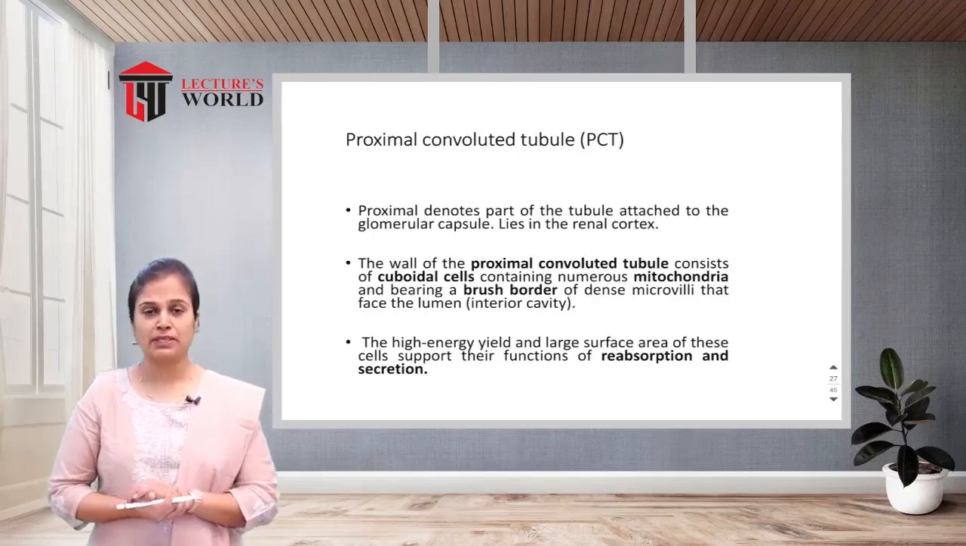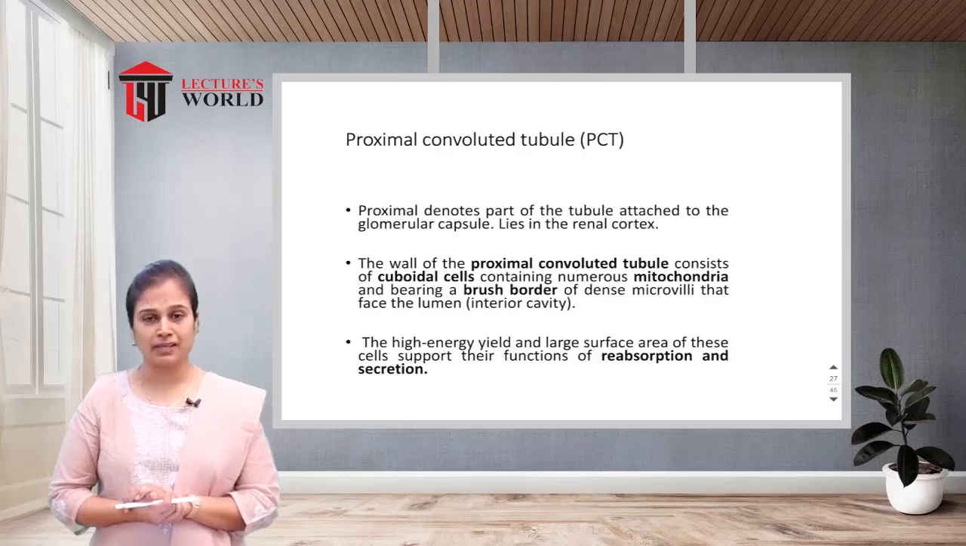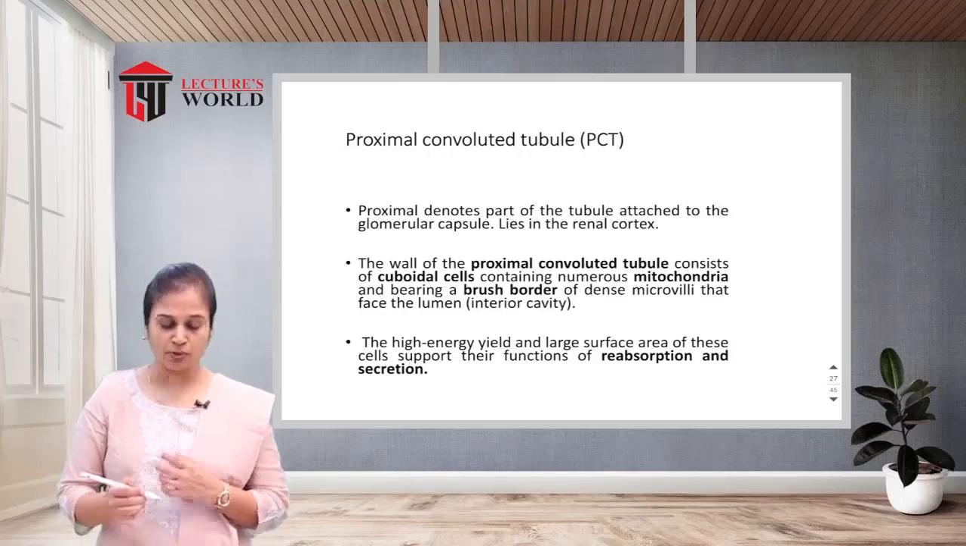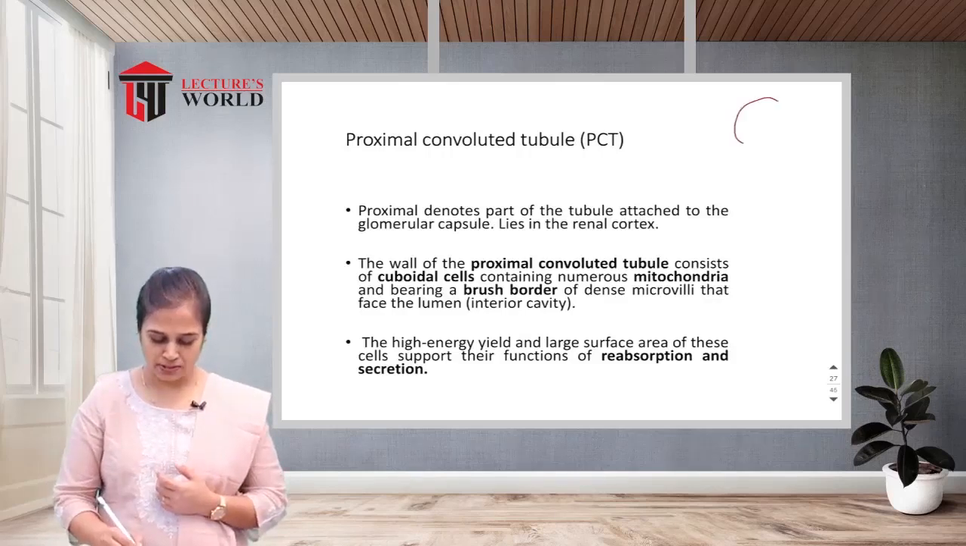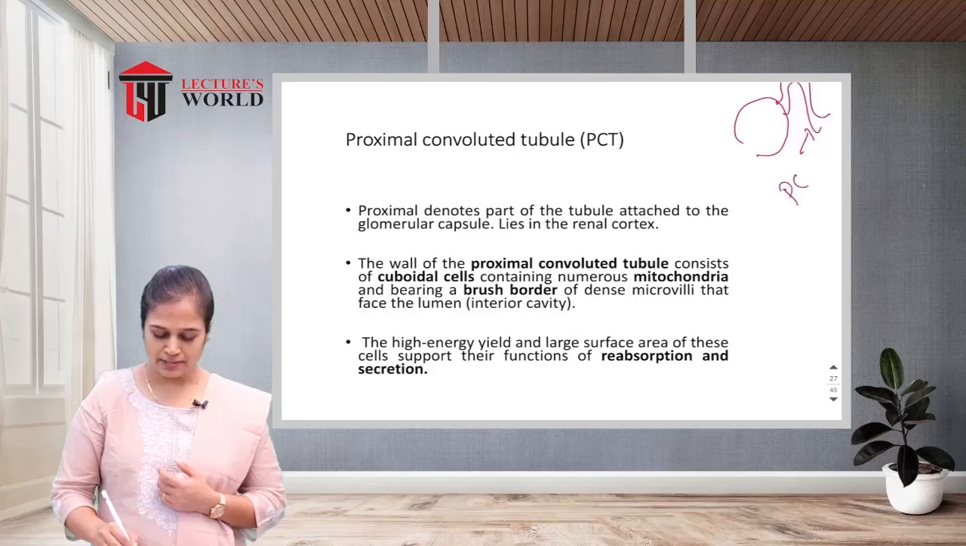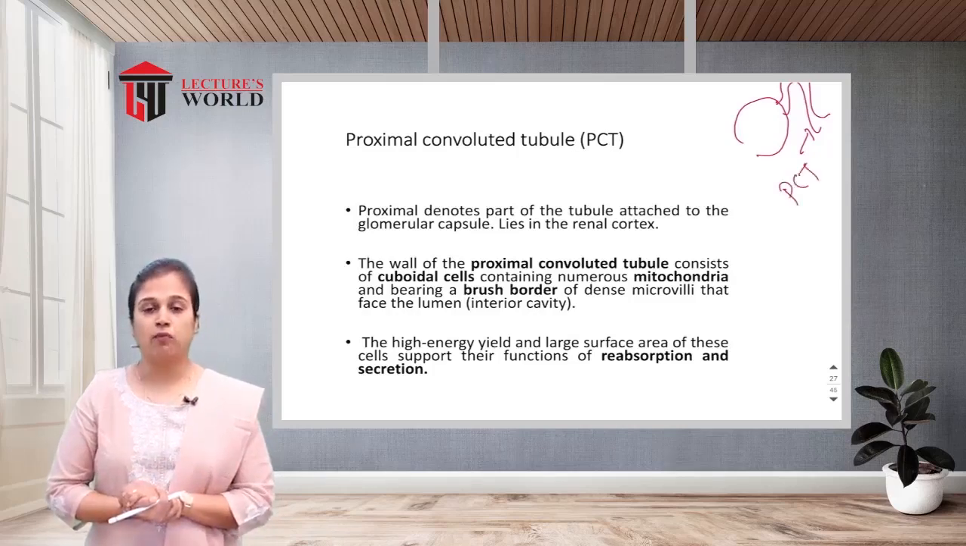PCT, or the proximal convoluted tubule, denotes the part of the tubule attached to the glomerular capsule. As I told you, proximal means near. So this is the capsule, and the part which is attached is the PCT. The wall of the proximal convoluted tubule consists of cuboidal cells.